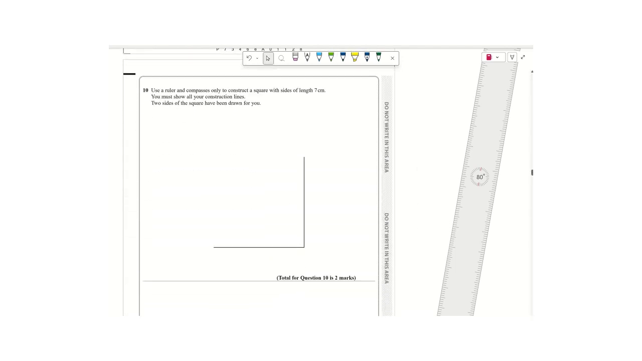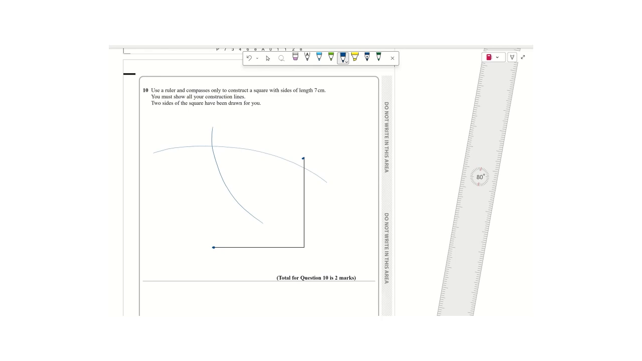Question 10. To construct a square with sides of 7 centimetres, you're going to need to use your compass set to 7 centimetres, which is the length of that side. You're going to put your compass on the end here, and draw yourself an arc all around here. You're then going to do the same from this end, also set to 7 centimetres, and draw yourself a nice big arc.